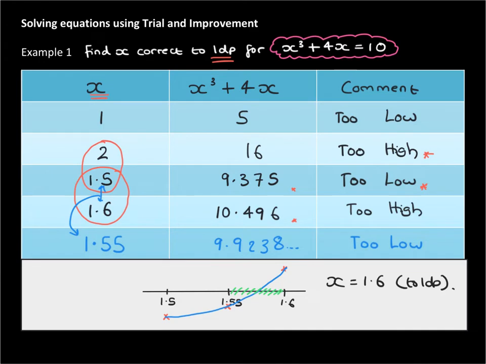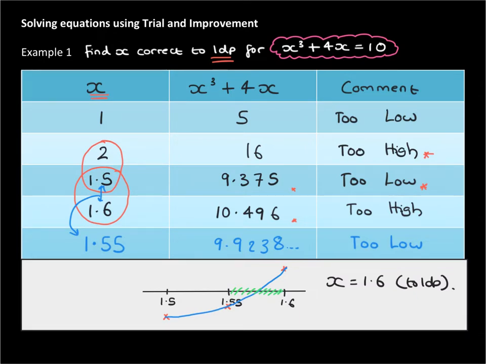So again, think about the fact that because 1.5 is low, and 1.55 is also low, we don't get the changeover between 1.5 and 1.55. Whereas the value for 1.55 gives us an output that is too low, it's 9.375. The value for 1.6 gives us an output which is 10.496, which is too high.